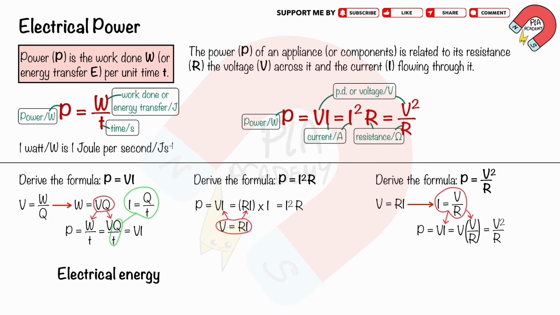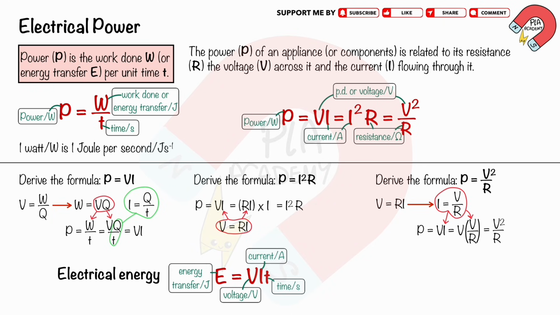Electrical energy, we can write the formula as E equals VIt. We can derive this equation as follows. From the equation P equals energy transferred E over t, and rearranging the equation as E equals Pt. Substituting P equals VI into this equation, like this. So, we get the equation E equals VIt.